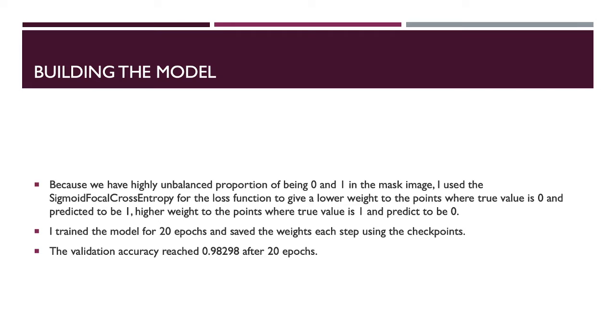Because we have a highly unbalanced proportion of 0 and 1 in the mask images, most points are 0, so there will be more points with true label 0 being predicted as 1, and only a small proportion of points are 1, so there will be fewer points with a true label of 1 but predicted as 0. I use the sigmoid focal cross entropy for the loss function to give a lower weight where the true value is 0 and predicted to be 1, and a higher weight to the points where the true value is 1 and predicted to be 0, because we want to detect more points.